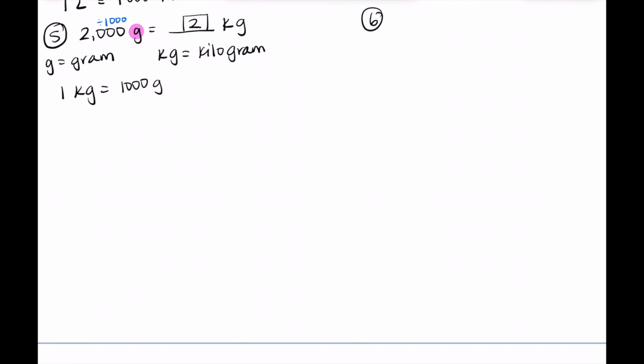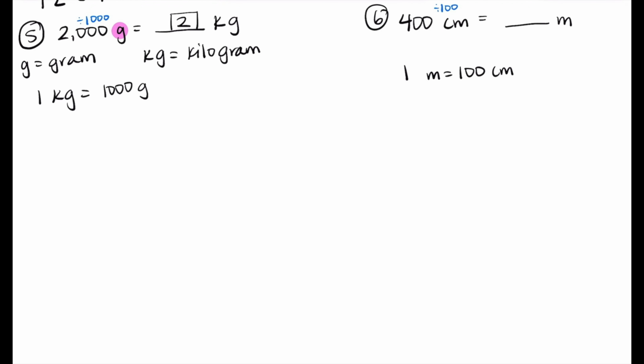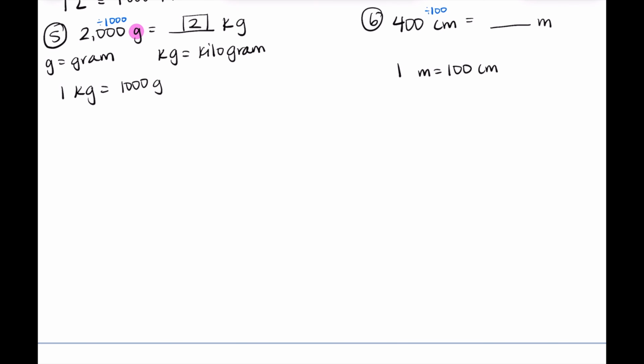Now we're moving on to our last question of today's lesson, number 6. For number 6, we have 400 centimeters equals how many meters? So here we're going from centimeters to meters, and our conversion rate for that would be that we know 1 meter equals 100 centimeters. Since we're starting with centimeters, in order to get meters, we have to divide, right? So we're going to divide by 100 here. 400 divided by 100 just gives us 4. So 4 meters is our answer for number 6.